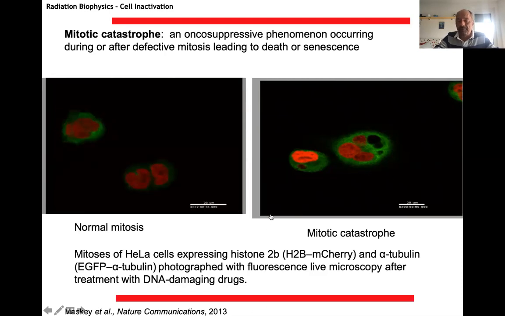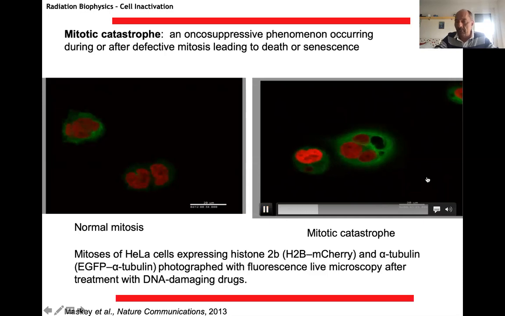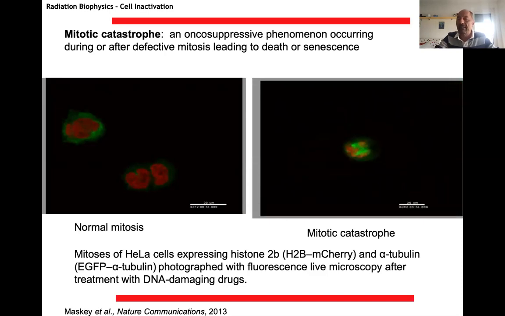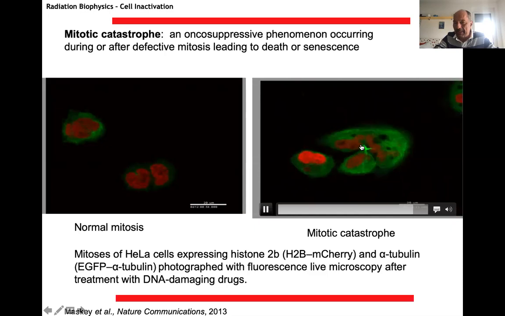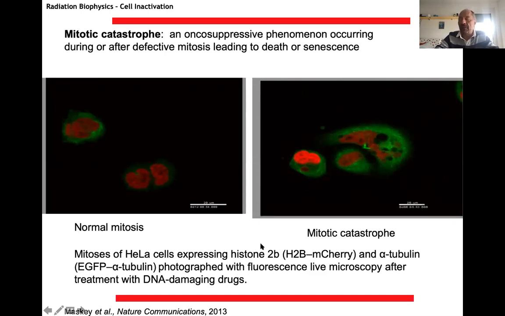But here, you will see instead that when this cell tries to go into mitosis, it has a mitotic catastrophe. You see, it's irregular. The splitting of the nuclei is inevitably irregular, and the cell goes into mitotic death. So the mitotic catastrophe is a consequence of chromosomal aberrations, as you see.